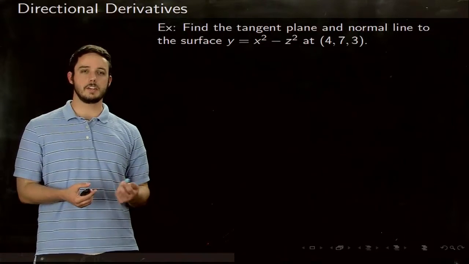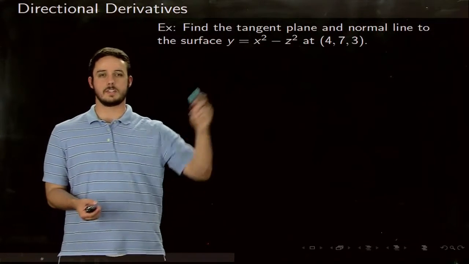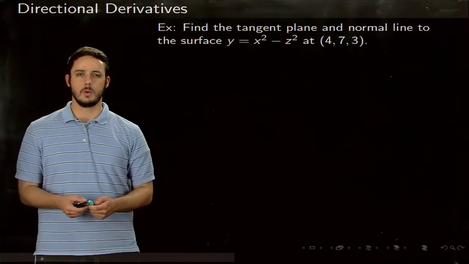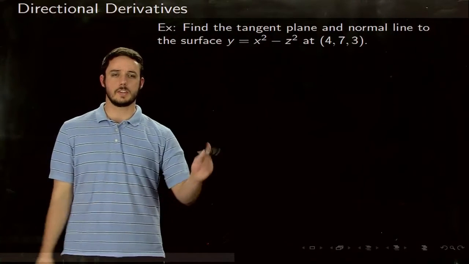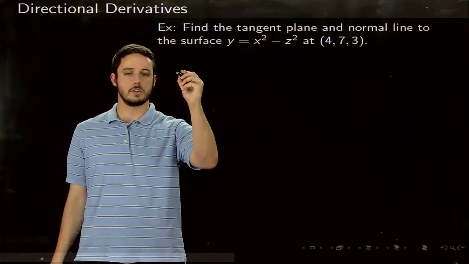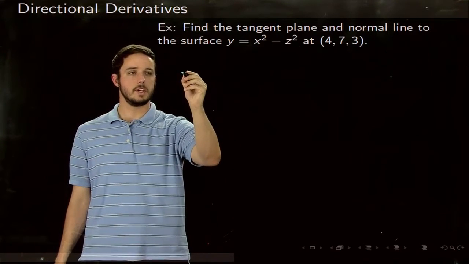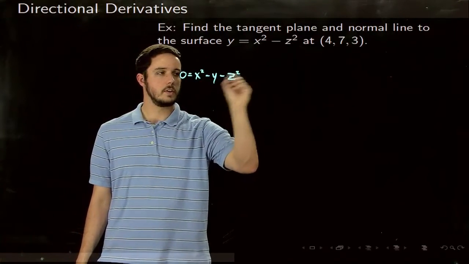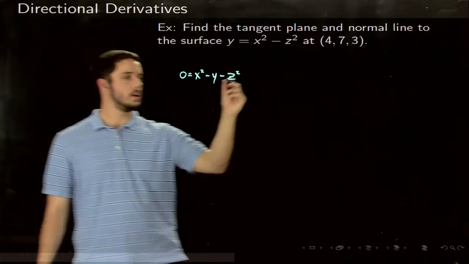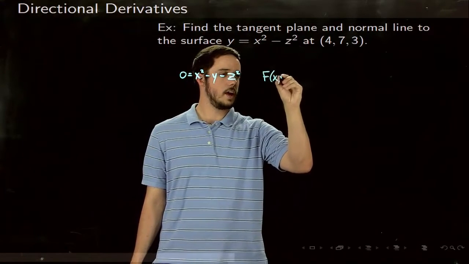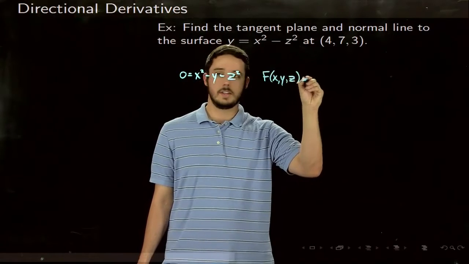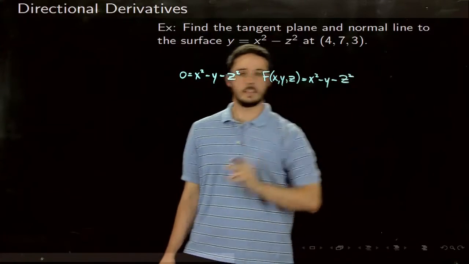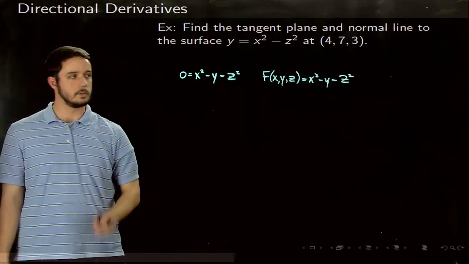Suppose we wanted to find the tangent plane and the normal line to some surface. Let's say y equals x squared minus z squared at a point, let's say 4, 7, 3. Well, first let's note that this surface is actually a level surface of a certain function. If we move this y to this side, we get 0 is equal to x squared minus y minus z squared. So it's a level surface for the function f of x, y, z is equal to x squared minus y minus z squared. It's the level surface where we set the function equal to 0.